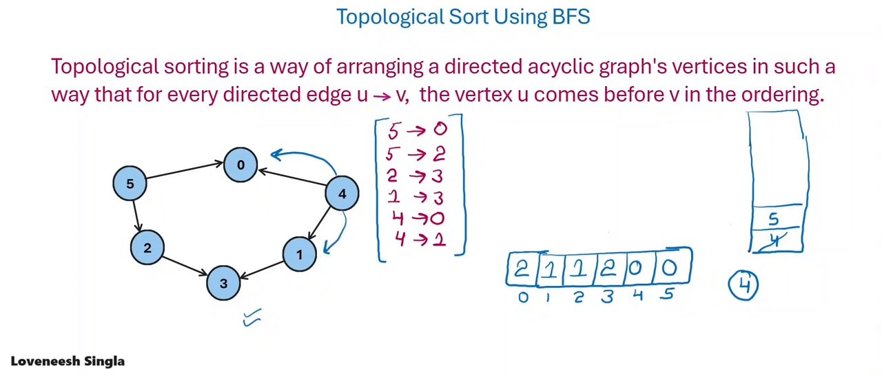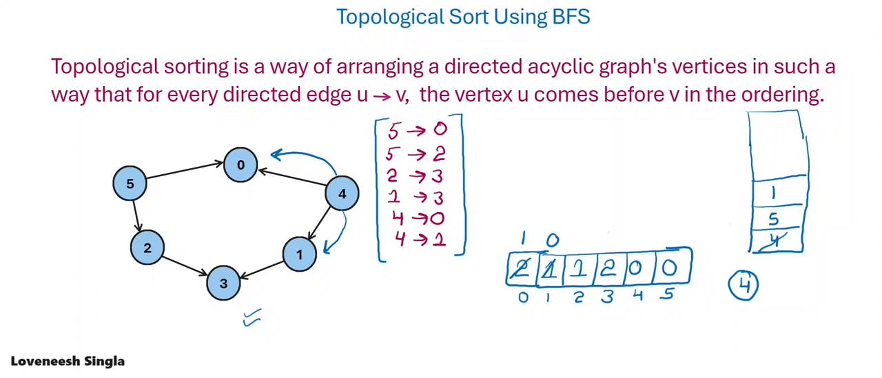Now we will decrease the indegree of 1 by 1. Current indegree of 1 is 1, so when we decrease it by 1, it will become 0. As the current indegree of 1 is 0, we will insert 1 also in this queue. Now we will move to 0 and decrease the current indegree of 0 by 1. Current indegree of 0 is 2, so it will become 1. As it is not 0, we will not do anything with this 0th node.